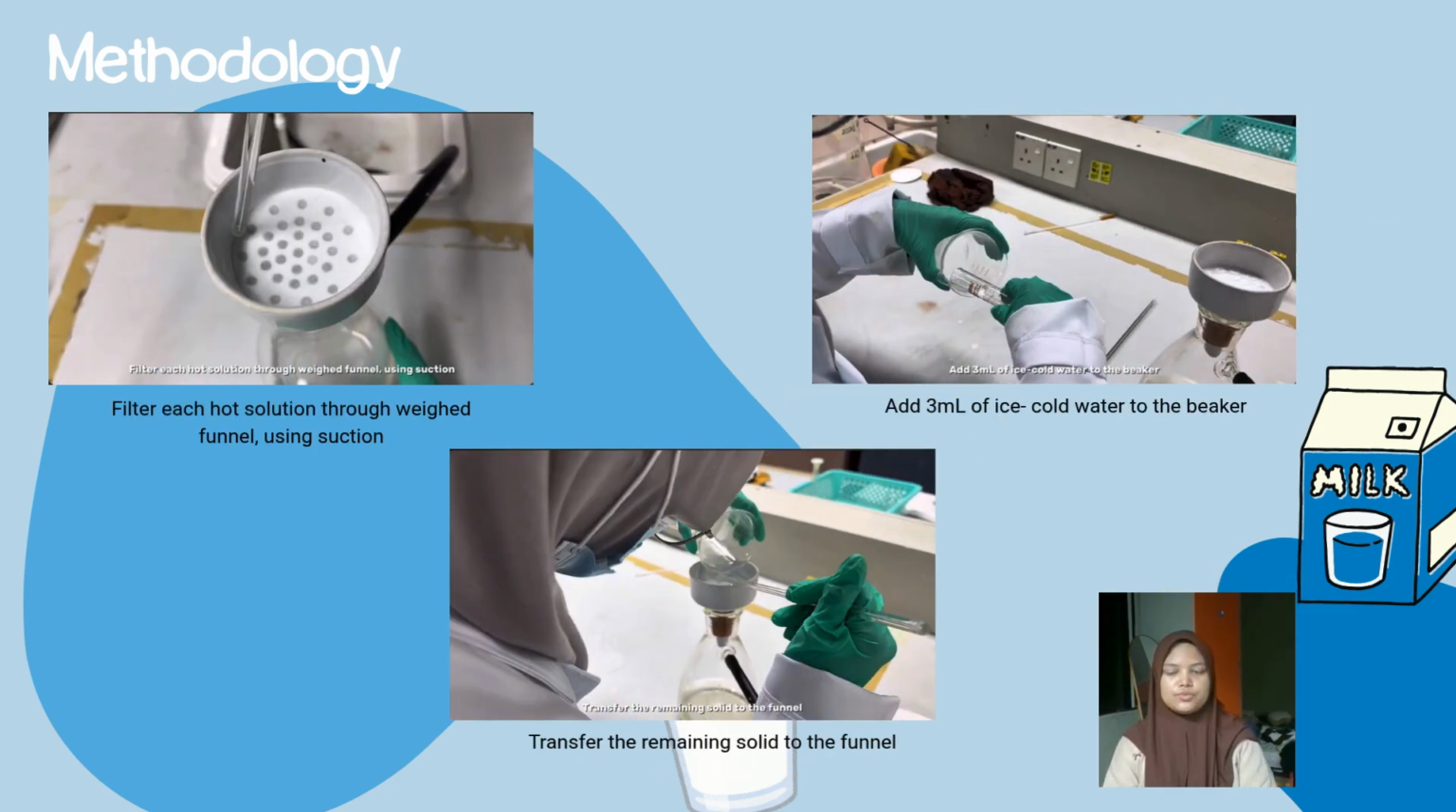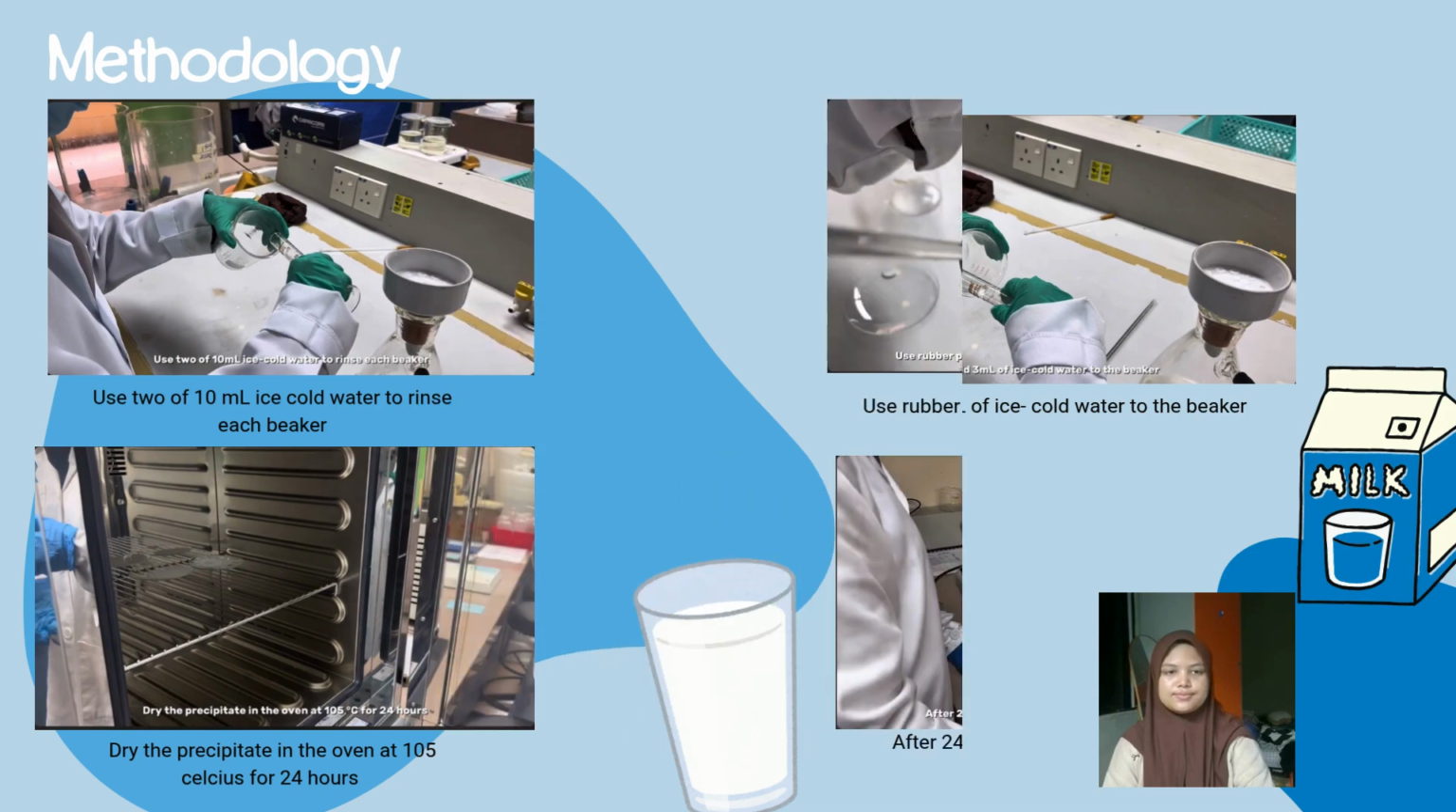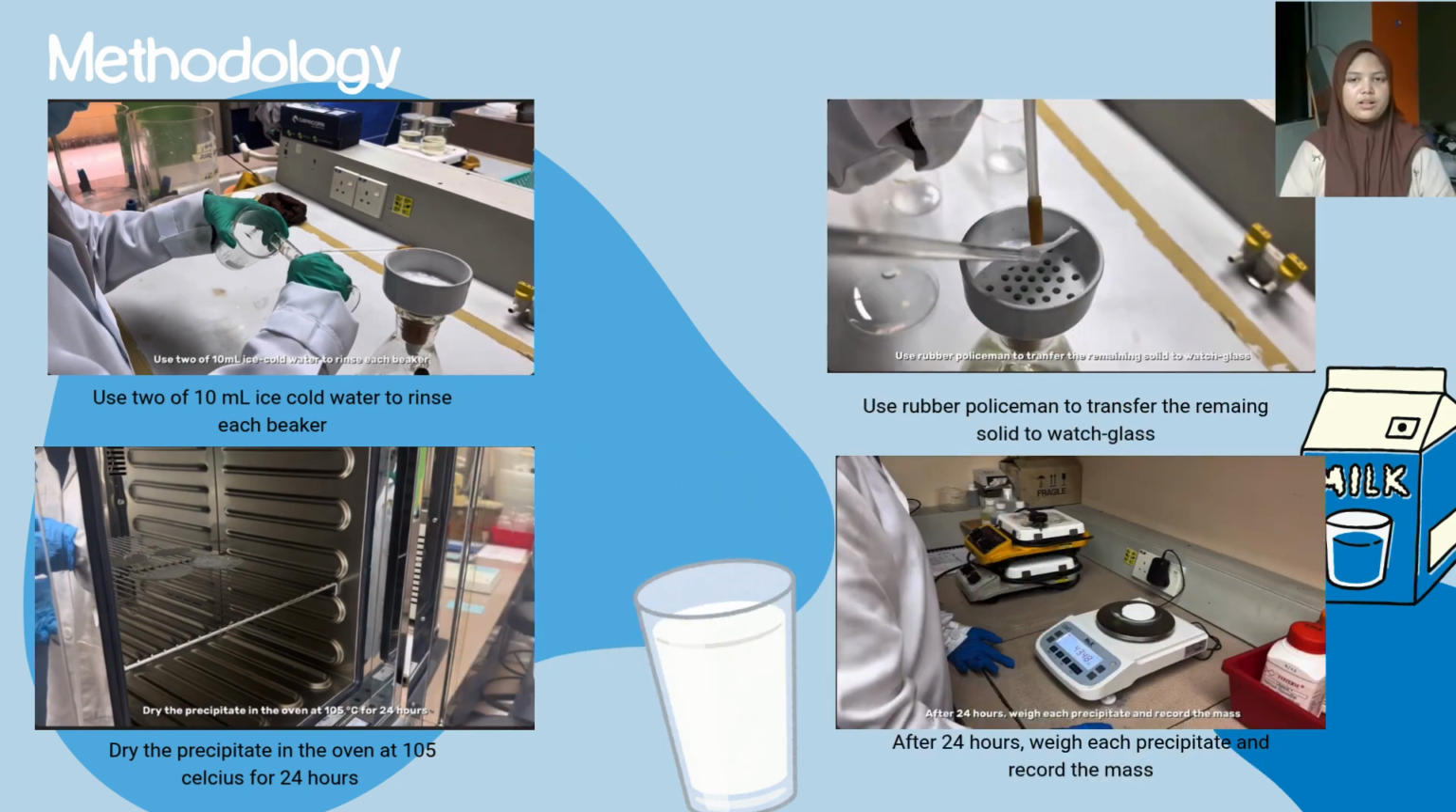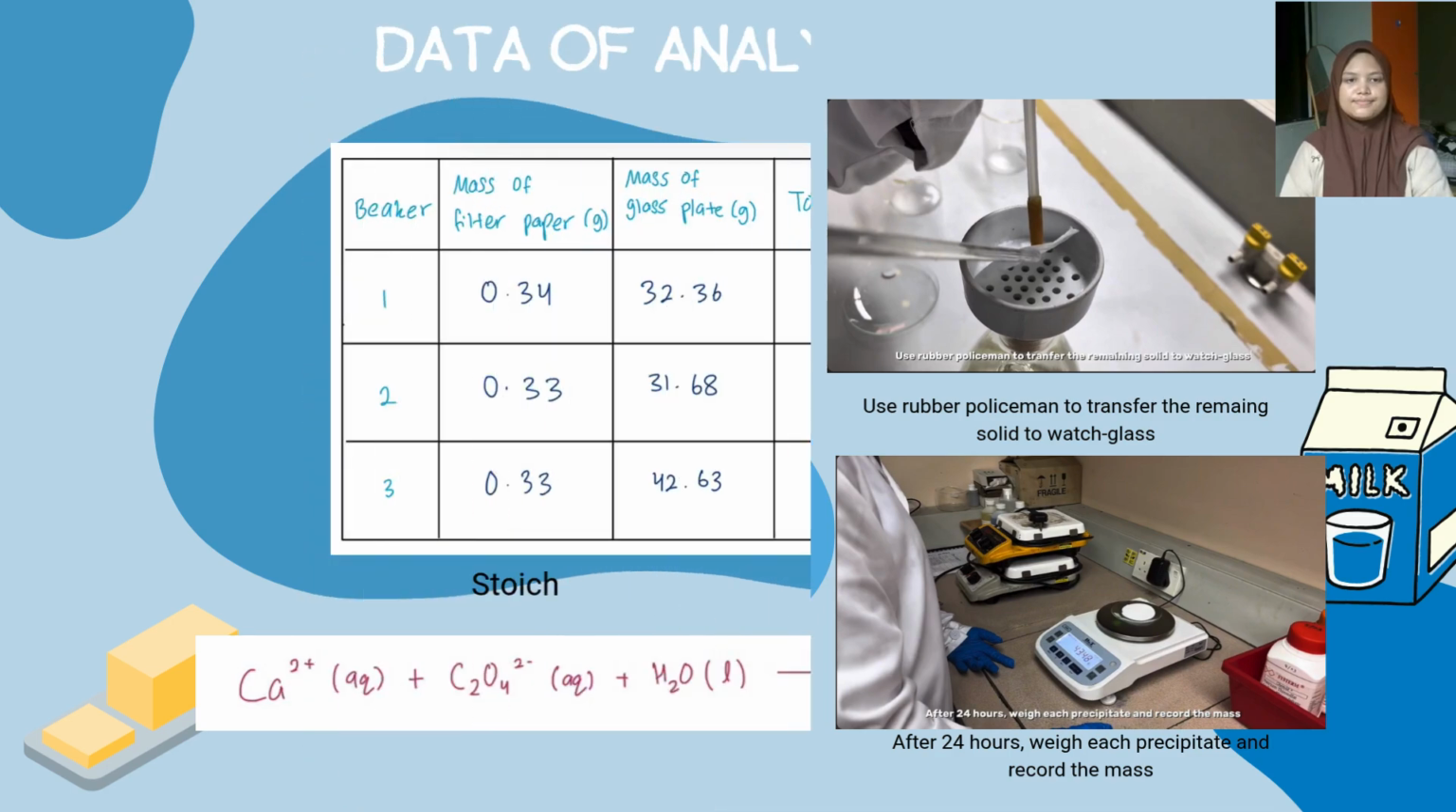Each hot solution was filtered through a pre-weighed funnel using suction. We then added 3 ml of ice-cold water to the beaker and transferred the remaining solid to the funnel. Each beaker was rinsed twice with 10 ml of ice-cold water to ensure complete transfer. Using a rubber policeman, we transferred the remaining solid onto the watch glass. Finally, the precipitate was dried in an oven at 105 Celsius for 24 hours. After 24 hours, each precipitate was weighed and the mass recorded for the analysis.